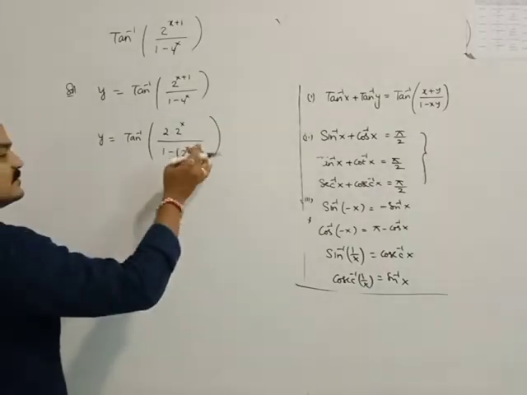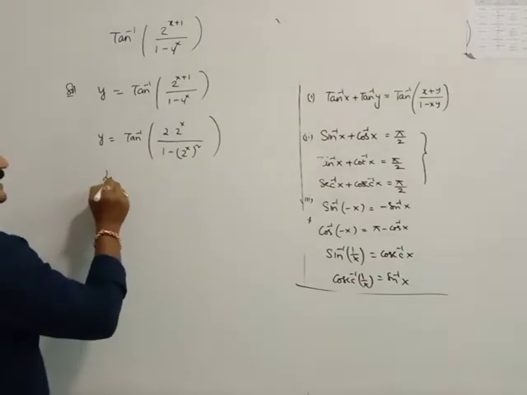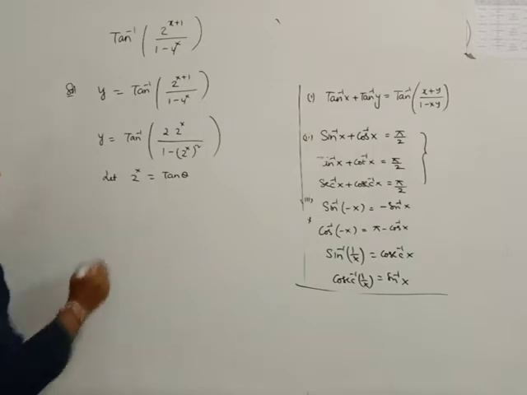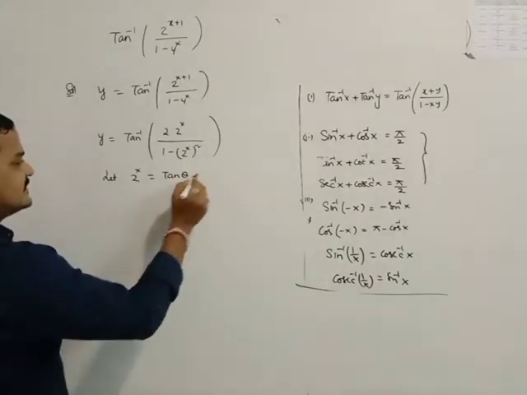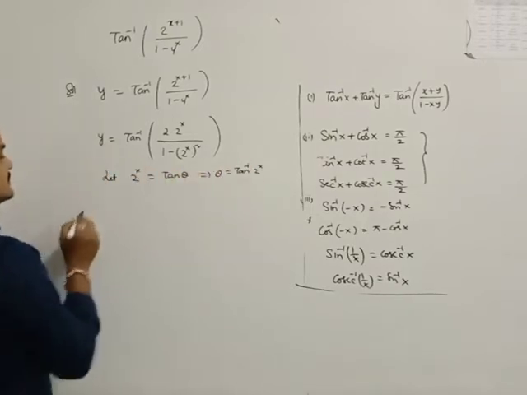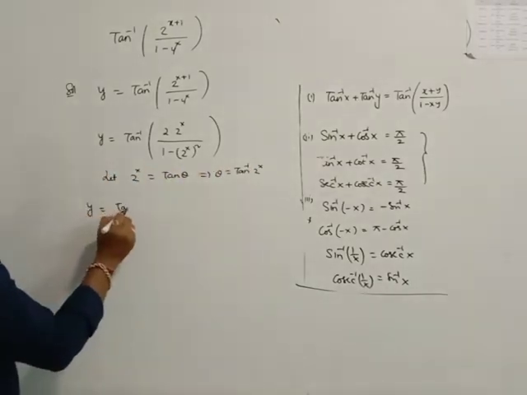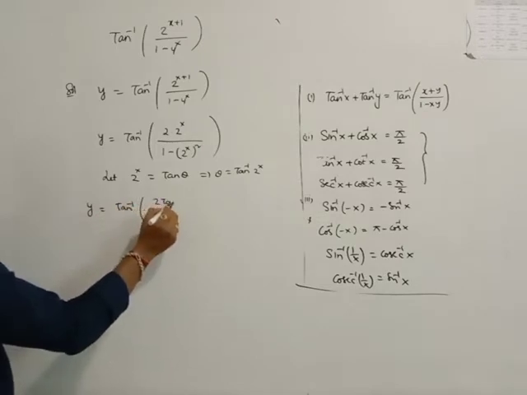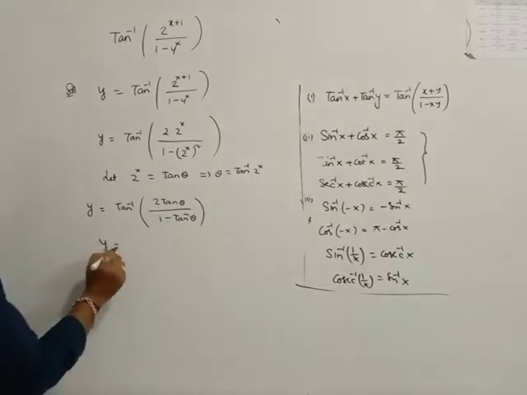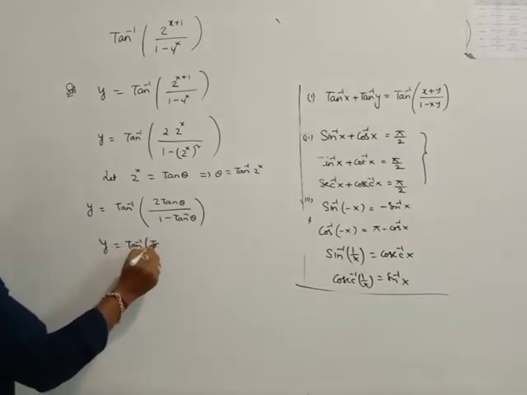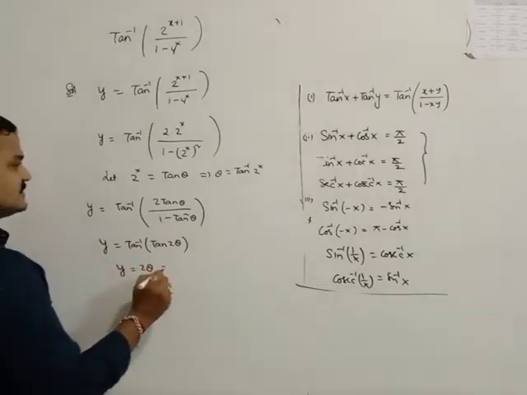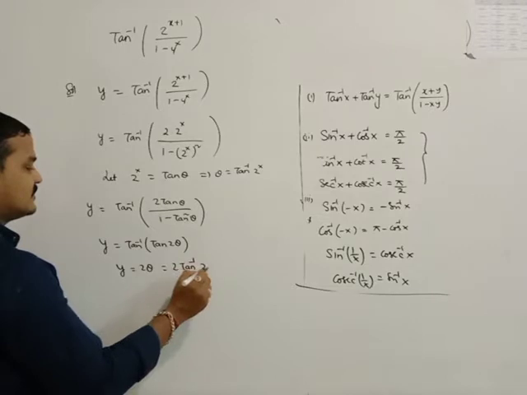because x square means 4, so 4 to the power of x is 2 power of x whole square. Here let 2 power of x is equal to tan theta, which implies theta is equal to tan inverse of 2 power of x. Now by substitution, y is equal to tan inverse of 2 tan theta by 1 minus tan square theta. So y is equal to tan inverse of tan 2 theta, so y is equal to 2 theta. That means 2 into tan inverse of 2 power of x.